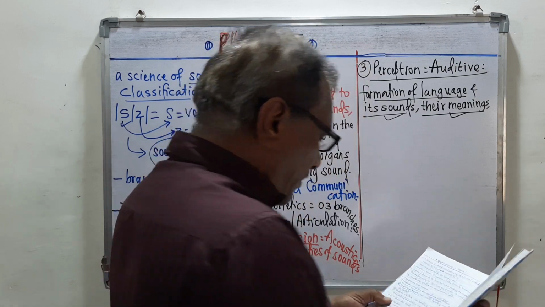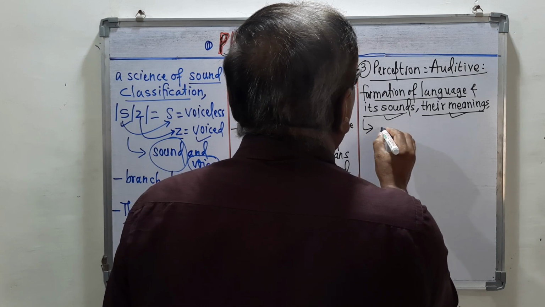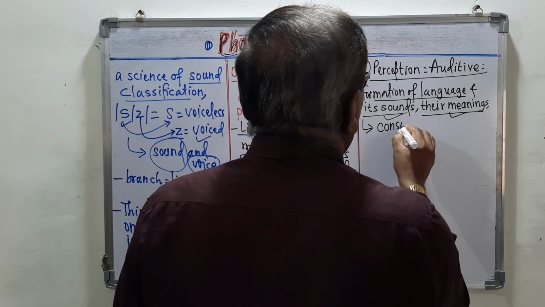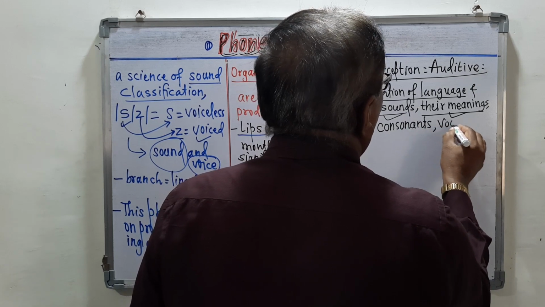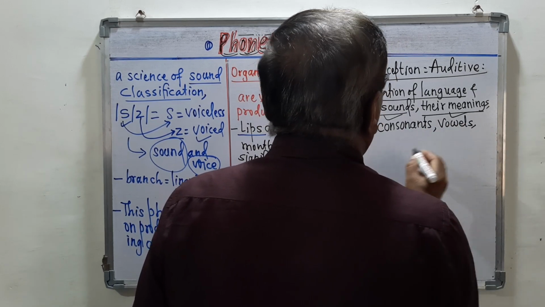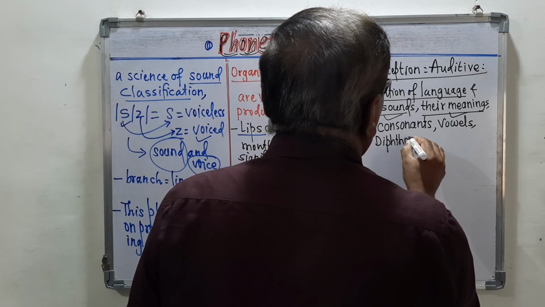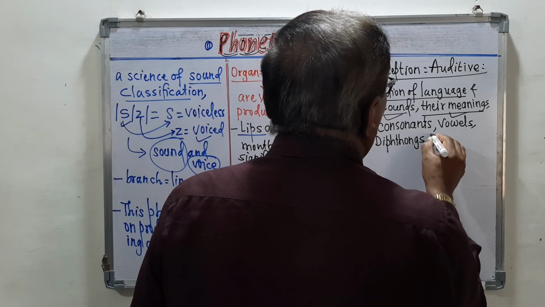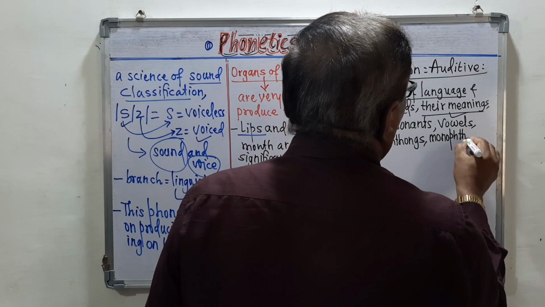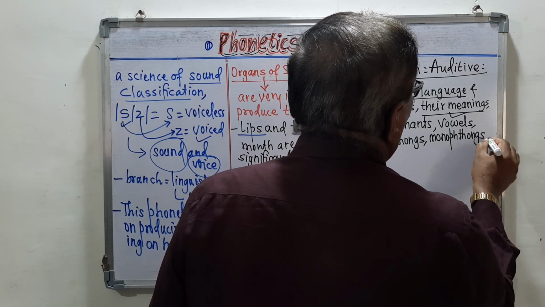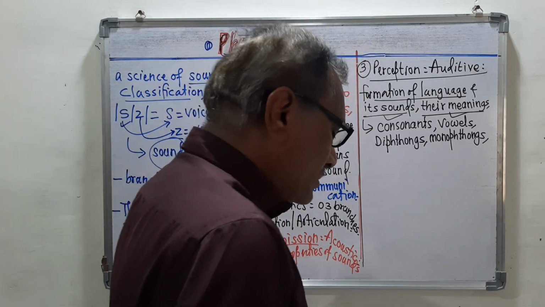So remember, here I will discuss the sounds. Which are the sounds? Consonants, vowels, diphthongs, monophthongs. These are the sounds. So remember, we can say these sounds.